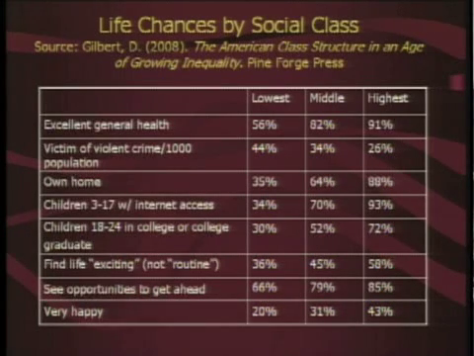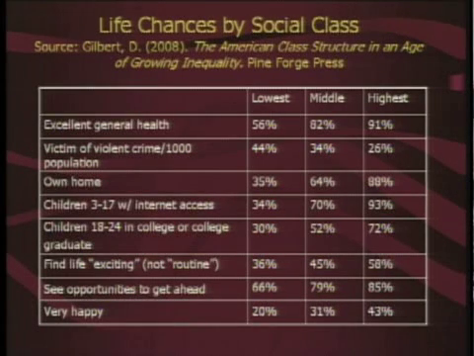Take a look at this disparity. People who say that they're in excellent general health, 91% of the highest social classes, and only 56% of the lowest. Being a victim of violent crime, the other direction, right? You're more likely to be the victim of violent crime if you are a lower class. Much less likely when you're higher class.